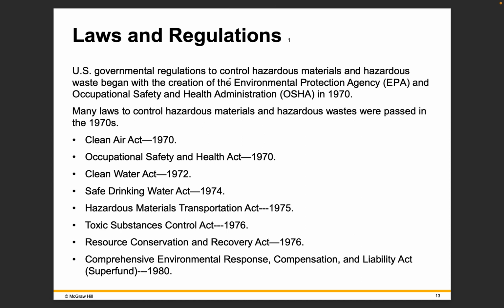So laws and regulations: U.S. governmental regulations to control hazardous materials and waste began with the creation of the Environmental Protection Agency, or the EPA, and the Occupational Safety and Health Administration, OSHA, in 1970. Many laws to control hazardous materials and waste were passed in the 70s. The Clean Air Act, the OSHA Act, Clean Water, Safe Drinking Water, Hazardous Materials, and so on. And these are really important acts that have done a lot of good to protect people and the environment.